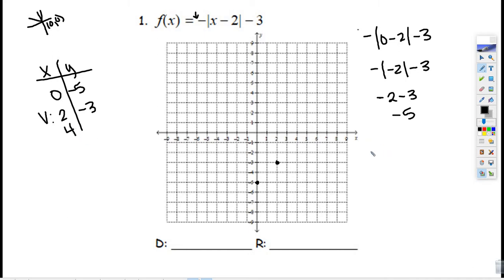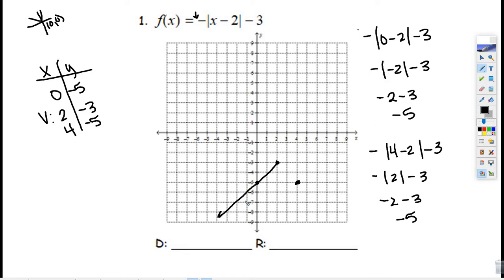So if I plug in 4, just to make sure that I'm doing this correctly, 4 minus 2 minus 3. 4 minus 2 is 2. The absolute value of 2 is 2. And negative 2 minus 3 is negative 5. That's what I expected to get out. So I have 4, negative 5.